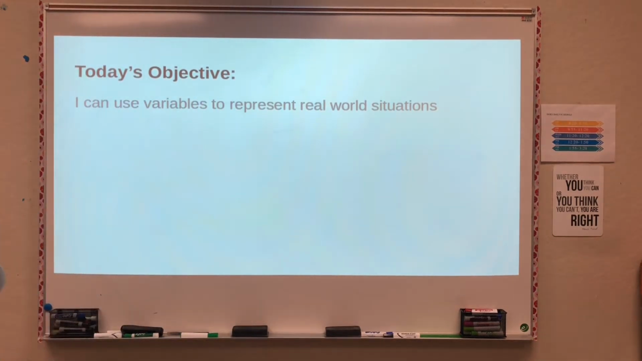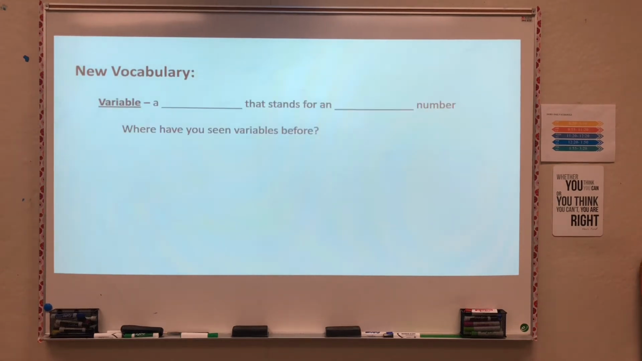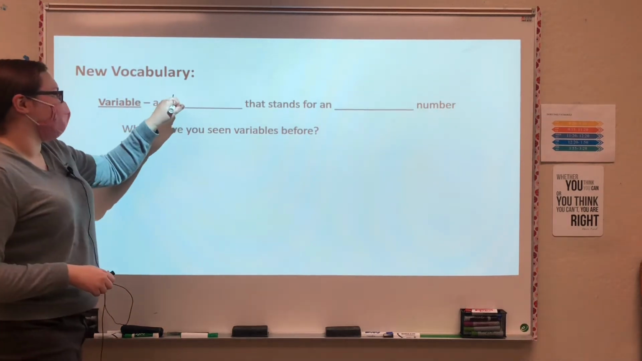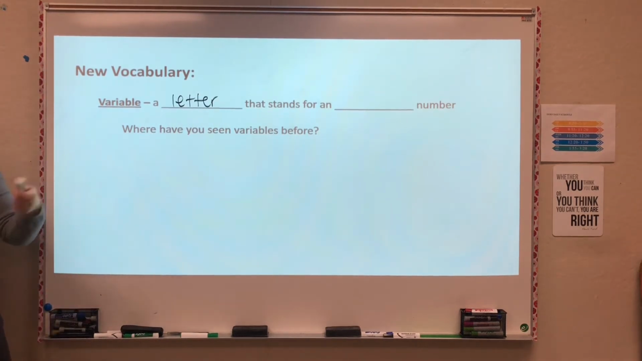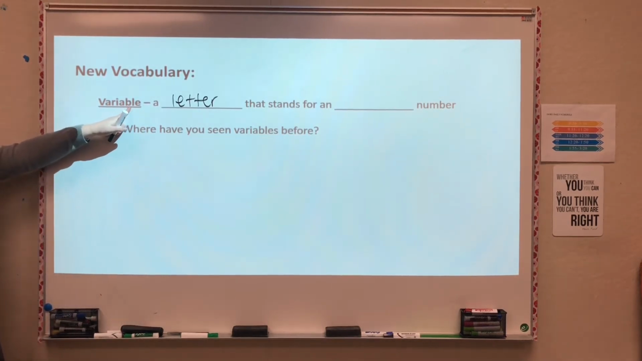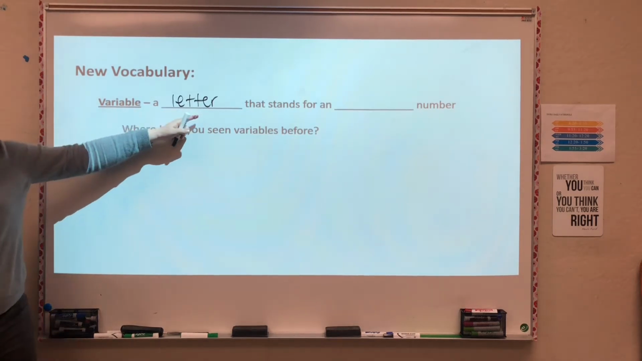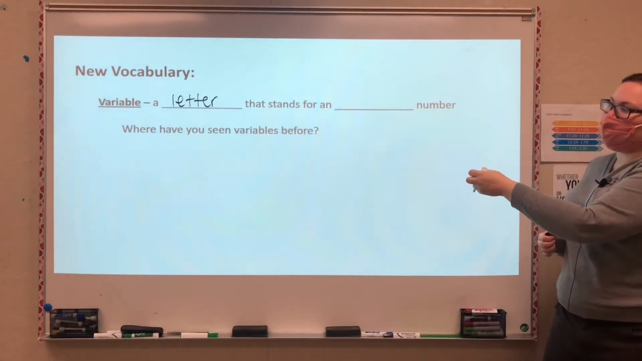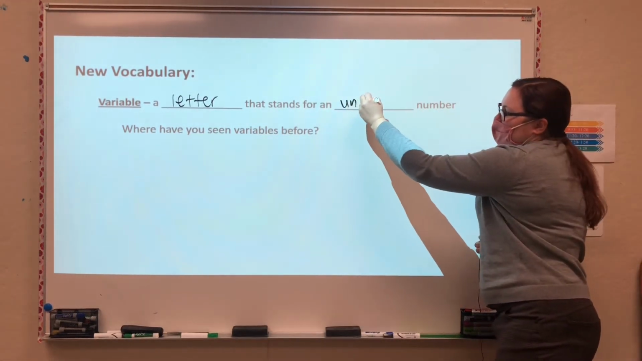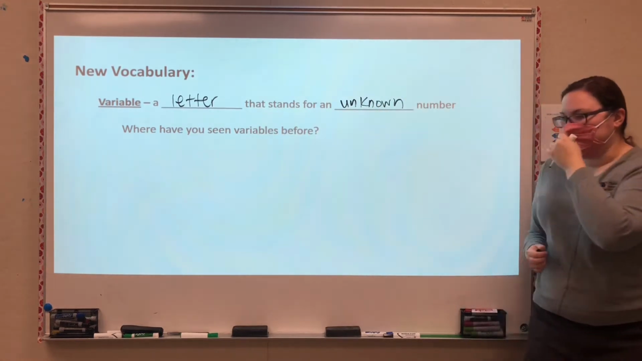We're going to start off by talking about what a variable is. A variable is just a letter. So in that very first problem, you told me area equals length times width. You said A equals L times W. A, L, and W were all variables. In math, you use letters anytime there is a number you don't know. So a variable is a letter that stands for an unknown number.